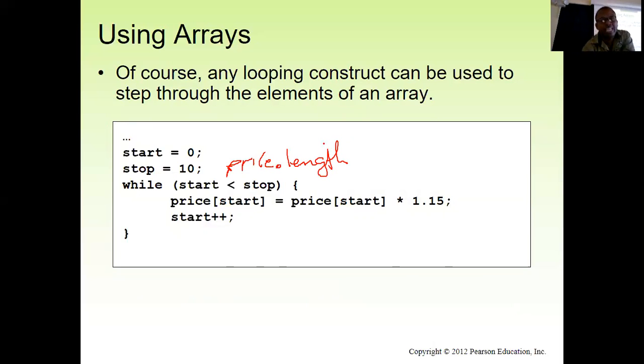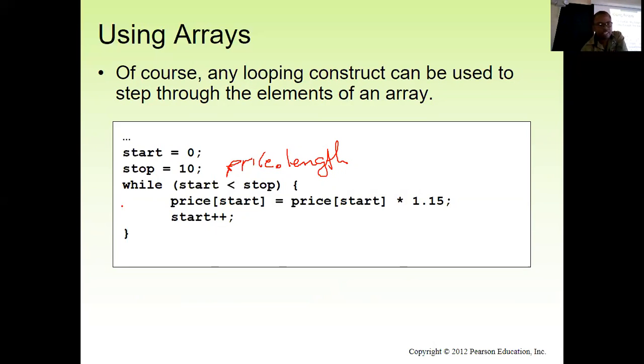Okay? Now notice I did not put any brackets after the word length because it is not a method. It is a constant that is associated with each array that just keeps track of how many items are in the array. You with me? So I could have set stop to be equal to price.length, which is telling me the size of the array.